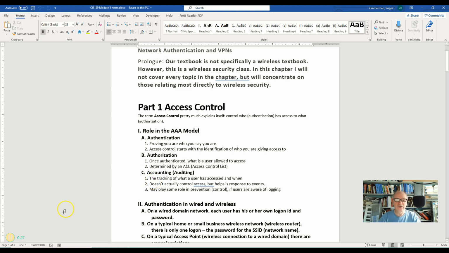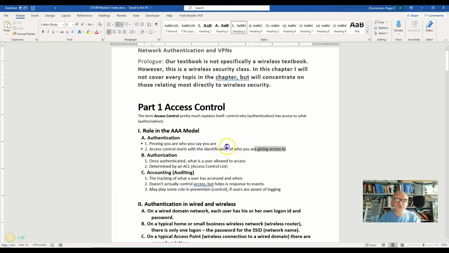When we talk about authentication, what we're talking about is that phase in a connection in which you prove you are who you say you are. It can be done through a number of different methods: passwords, pins, a card, something that proves you are who you say you are. We're going to talk a little bit more about authentication in part 2.